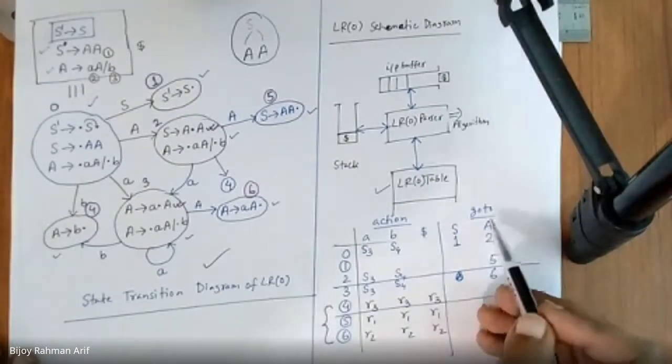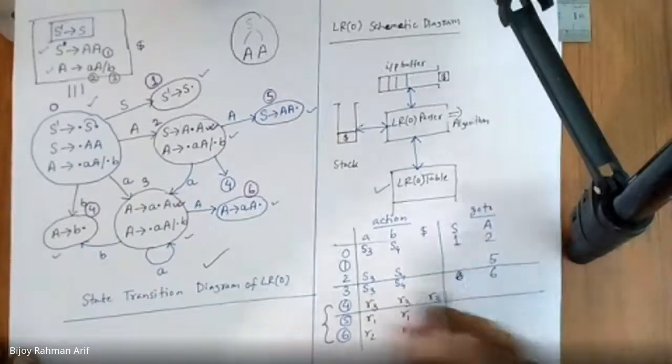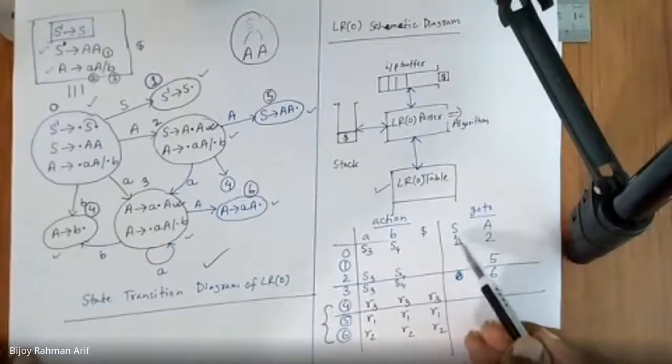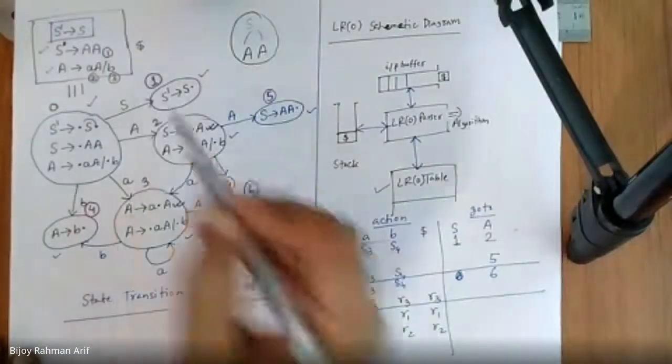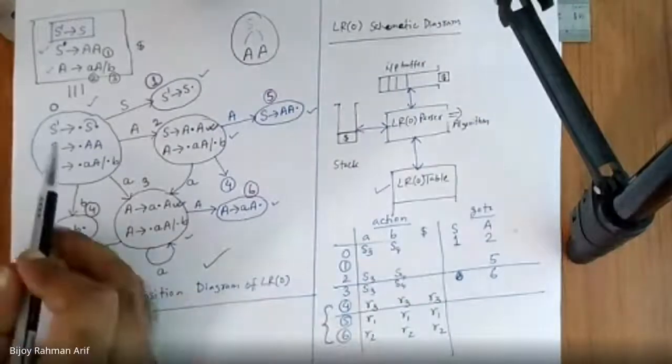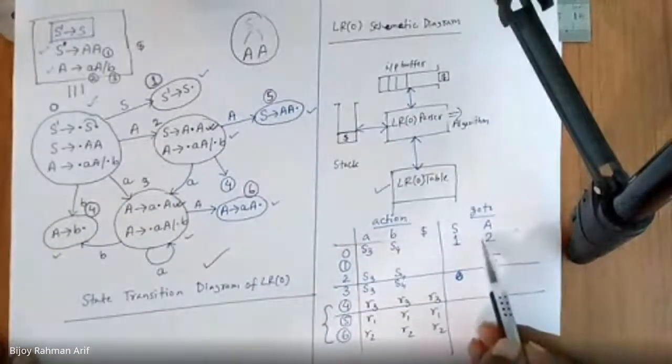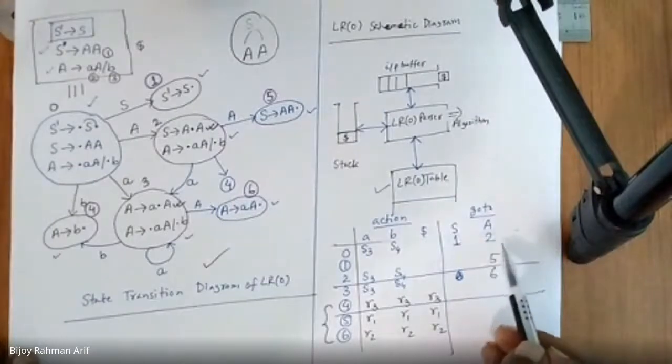Now, in case of goto, we just write the state number, because no action is happening here. Only we are going to a new state. So that's how we write the state number, which is 1. Now 0 on capital A, I'm going to state number 2. So on A, state number 2.